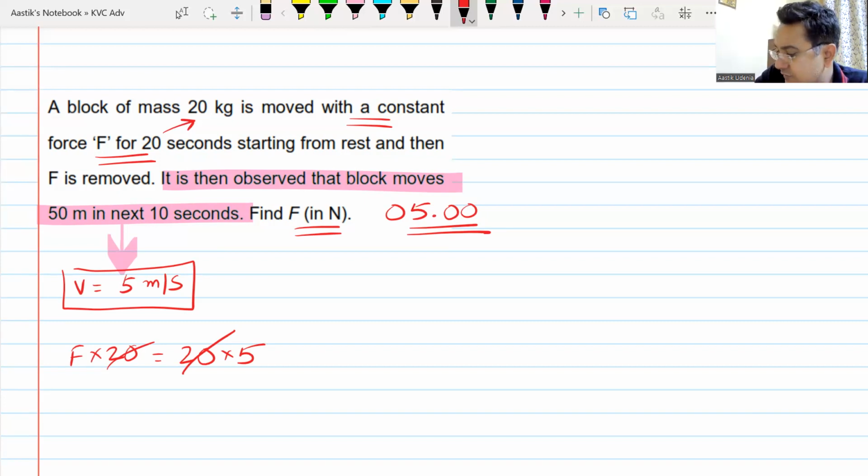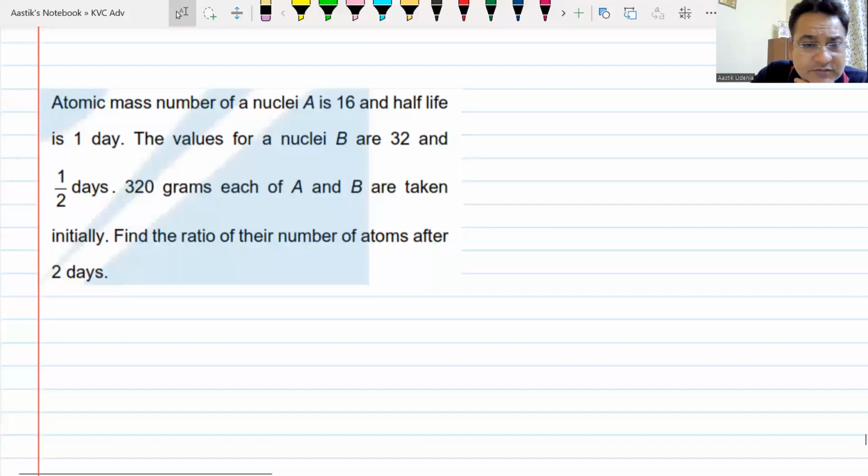This is the last question from the physics section of this paper. And this question comes like this. Atomic mass number of a nucleus A is 16. Half-life is 1 day. For nucleus B, the values are 32 and half a day is the half-life. 320 grams each of A and B are taken initially. Find the ratio of their number of atoms after 2 days.